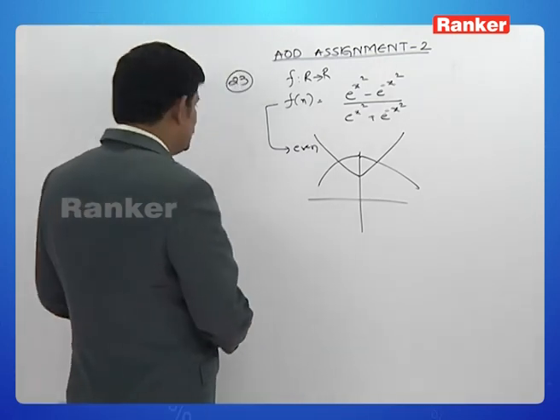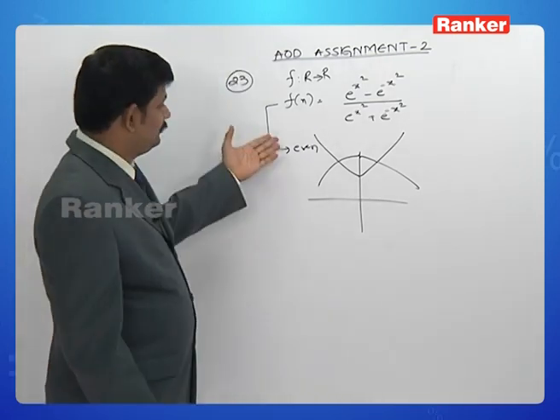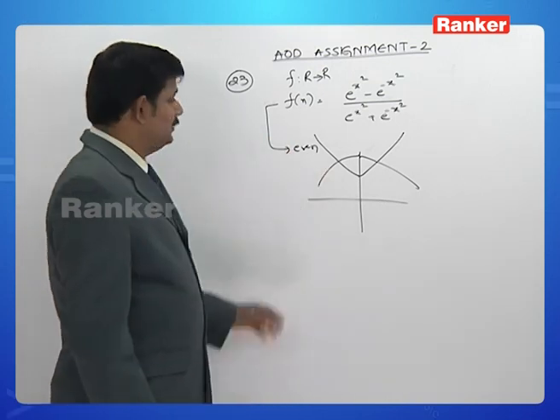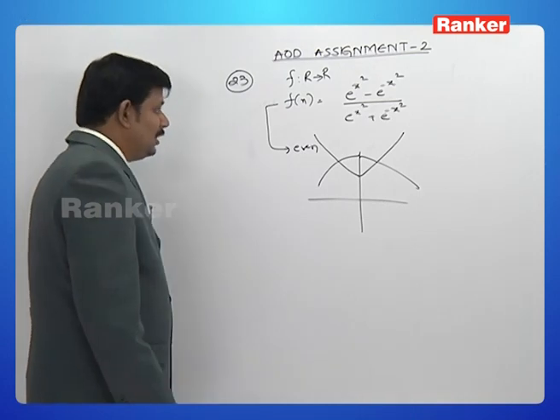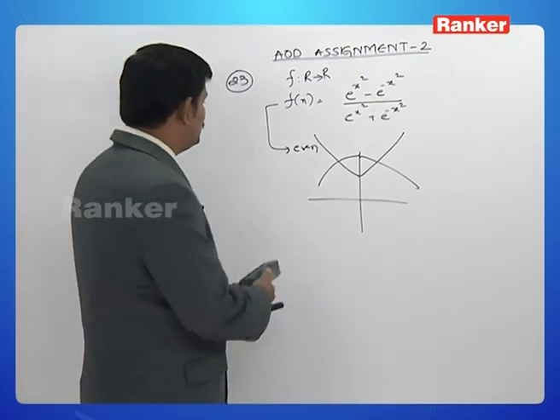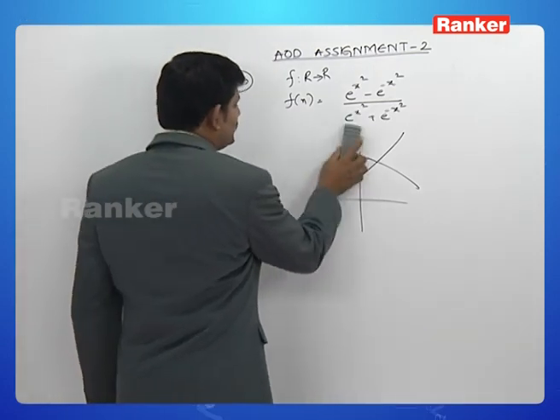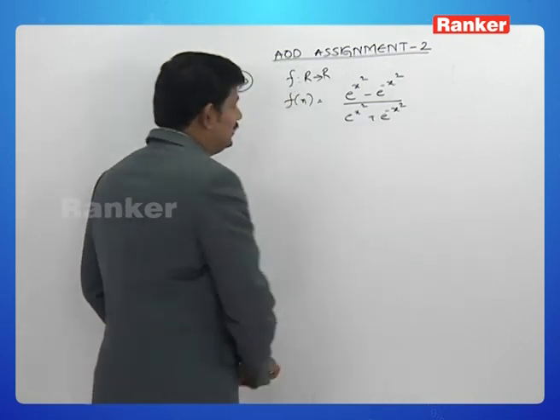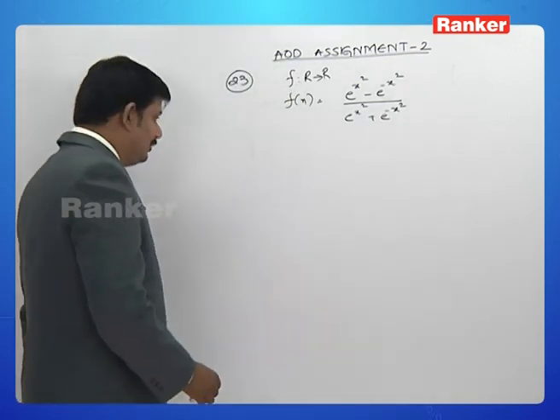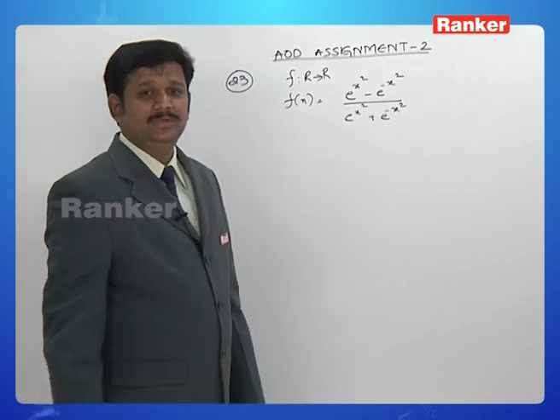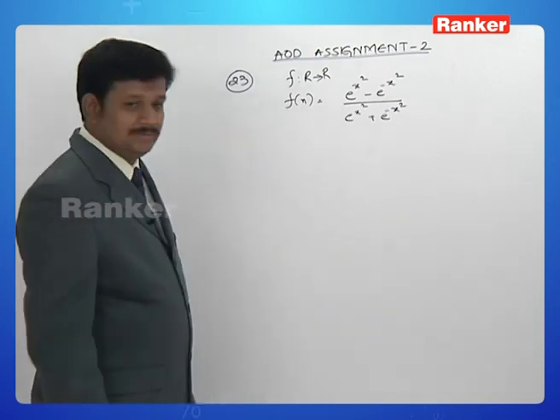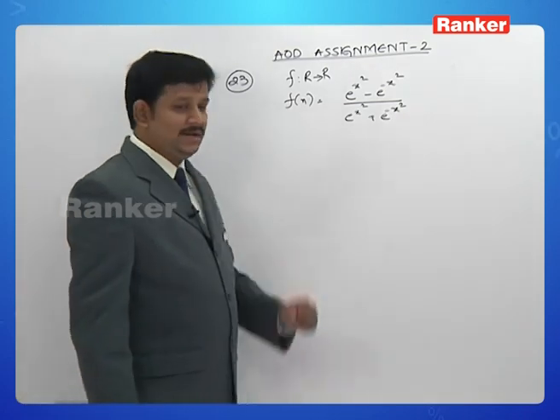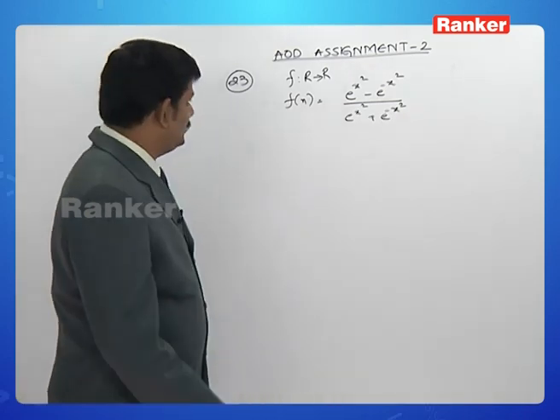So the option cannot be either A or B. The function can never be strictly increasing or strictly decreasing. So for this particular function, you need not differentiate to check the monotonicity. Directly seeing that the function is an even function, you can say the function can neither be strictly increasing nor strictly decreasing. Let us see if it is an onto function.